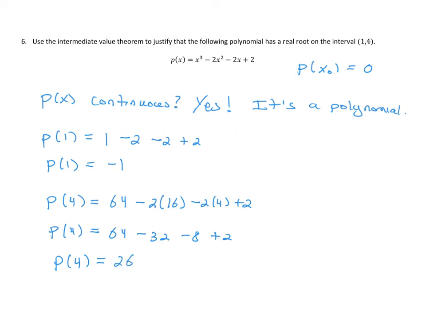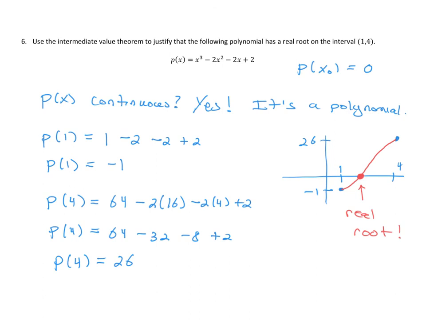So if you're thinking about what your function looks like, we figured out at 1, it's equal to -1. And over here at 4, it's equal to positive 26, which is up here. I'm not 100% certain what the function looks like, but the fact that it's continuous means it's never going to have a break in the graph, and it's got to go from one point to the other. Because of this, there is a spot where the function is equal to 0. This is a real root. So yes, there exists a real root.